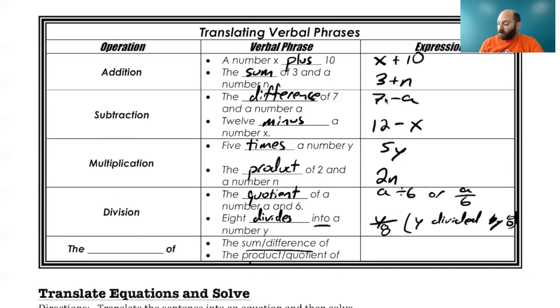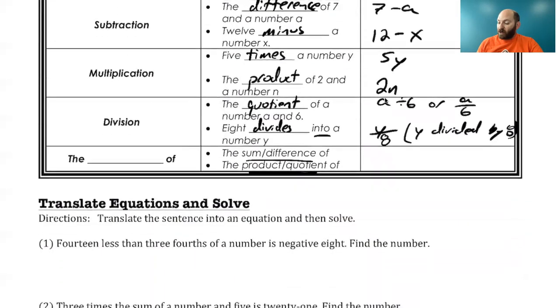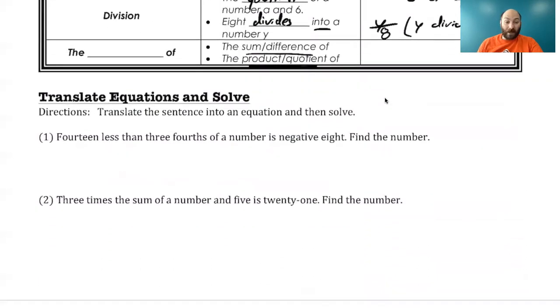So we've got sum, difference, product, quotient. These are going to come up in a variety of ways. Just remember, these are the answers to our problems. So translating, we're going to practice that a little bit here.